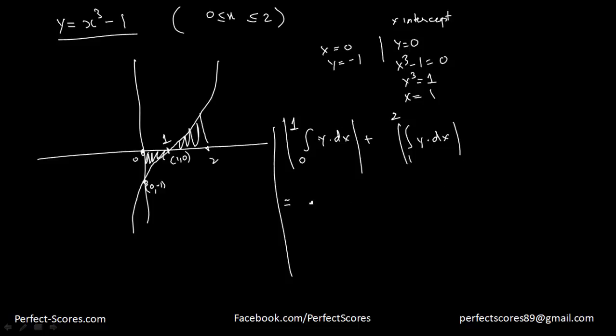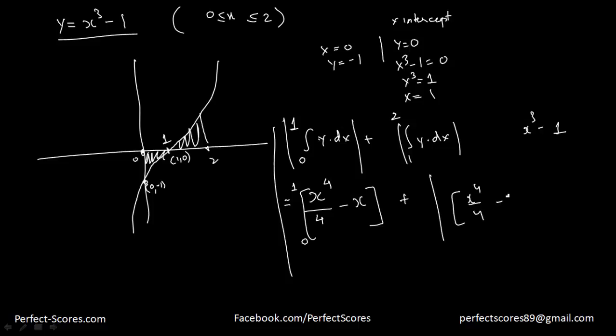So what I'm going to do is I'm just going to integrate x cube minus 1. If I integrate this, I'll be left with x to the power 4 divided by 4 minus x. So this is what I'll be left with here. That is from 0 till 1. And then here, again I'm going to take the modulus only. That would be x to the power 4 by 4 minus x from 1 till 2.